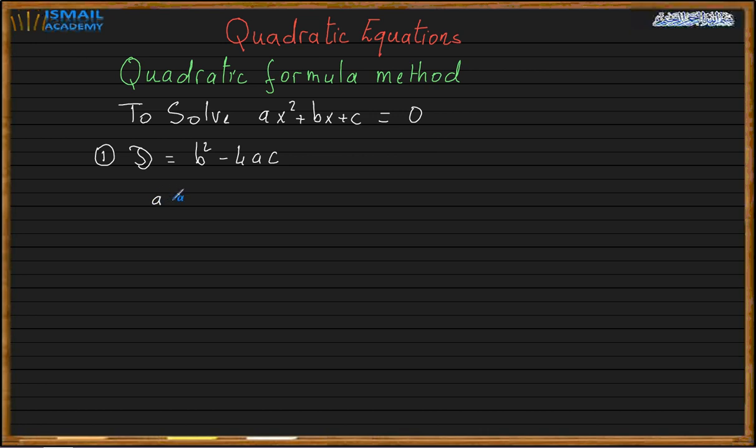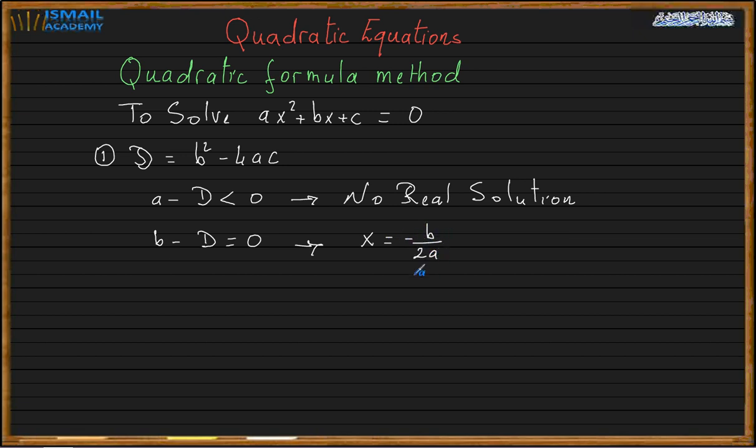If the discriminant is less than 0, right away just say no real solution. You don't have to do anything. If the discriminant is equal to 0, we have one solution. Just write x equals minus b over 2a. You take b divided by 2a and take the opposite sign. So your solution will be only one answer, minus b over 2a.